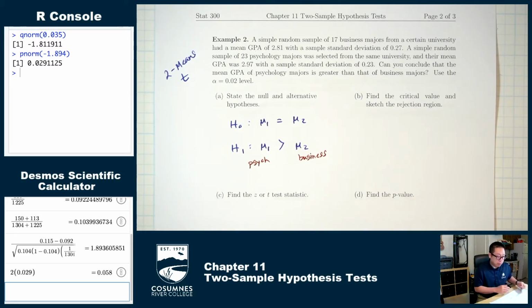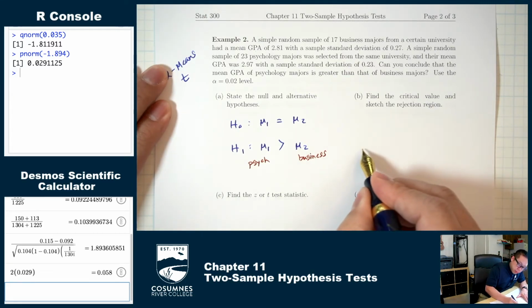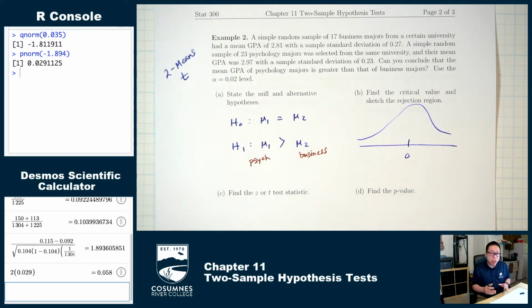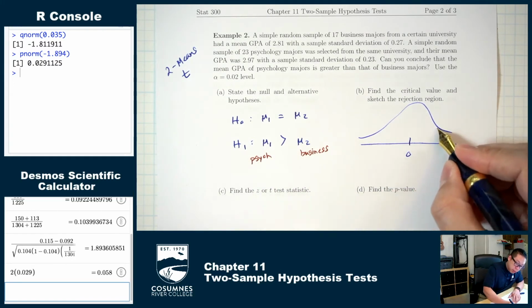So be careful there. Part B, find the critical value and sketch the rejection region. This is either going to be shaded left, shaded right, or two tails. Because we're doing this as a greater than, this is going to be shaded to the right.